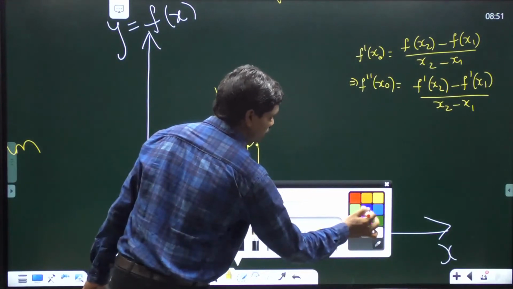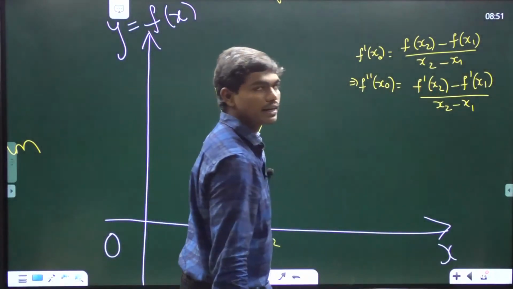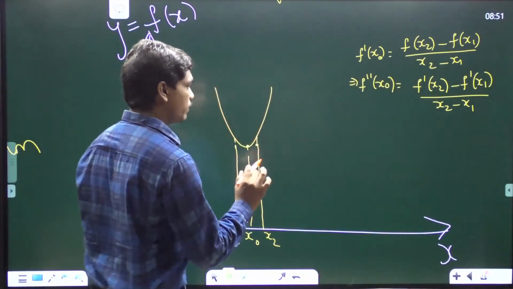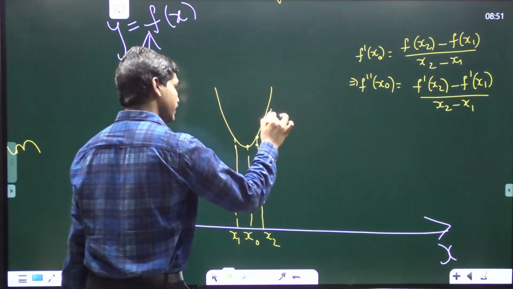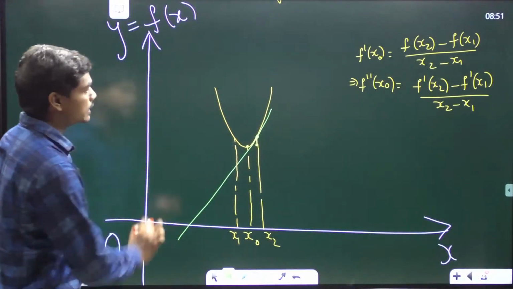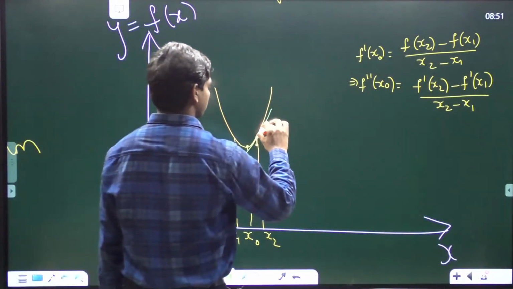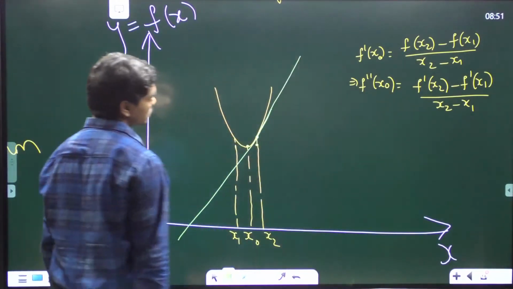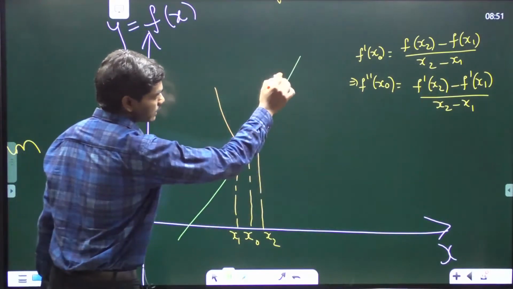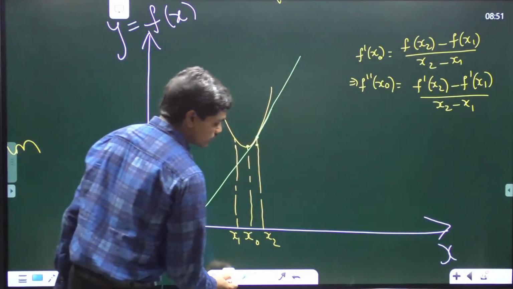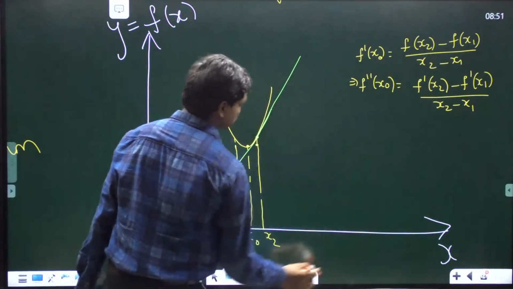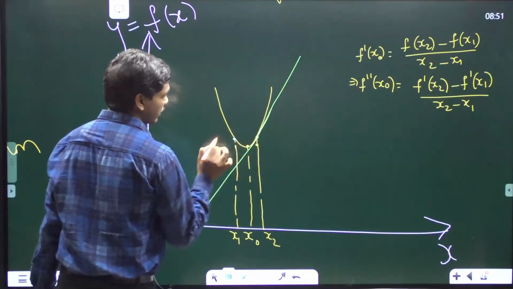Let us examine this quantity: f dash of x2 minus f dash of x1, divided by x2 minus x1. Now this is f dash of x2. If you draw a tangent at this point, it could look something like this. Correct? Of course, it's a straight line. So the green line is a tangent at the point x equal to x2. Similarly, if I draw one more tangent at this point x1.